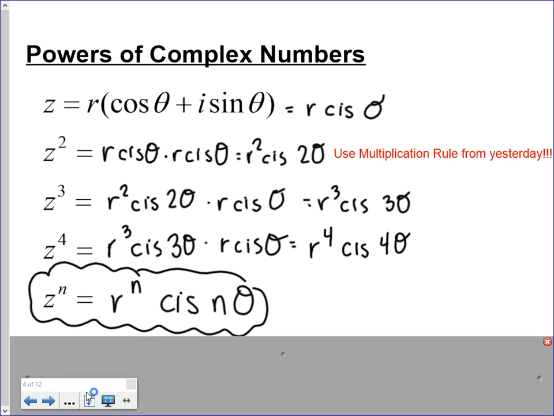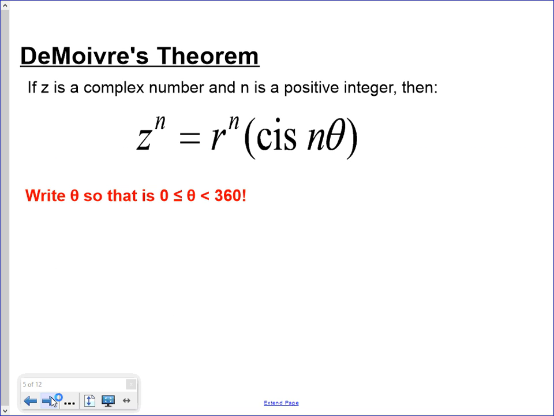Now, on the next slide, I have this written out formally, like you would see it in a textbook. So it's the same formula. There is a little bit of stuff up at the top that just clarifies z is a complex number, and you have to raise it to a positive integer n, so we're not raising it to negative numbers. And you might add to your formula that if you're going to leave it in trig form, your angle should be between 0 and 360. Okay?